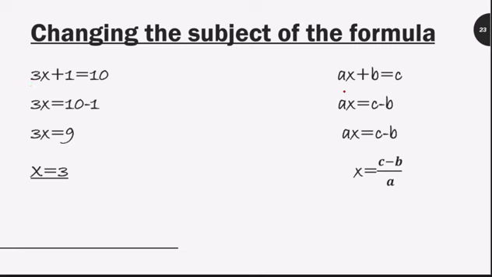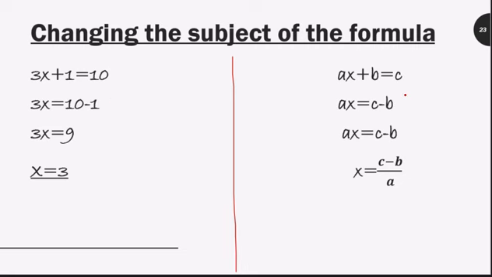So the way you solve this equation with numbers is also the way you are supposed to solve this equation with letters if you want to find the value of x. Okay, so 3x is equal to 10 minus 1. Let's take a look.